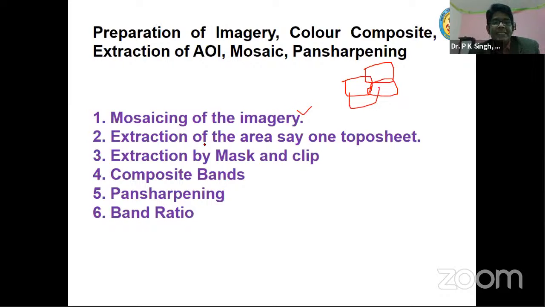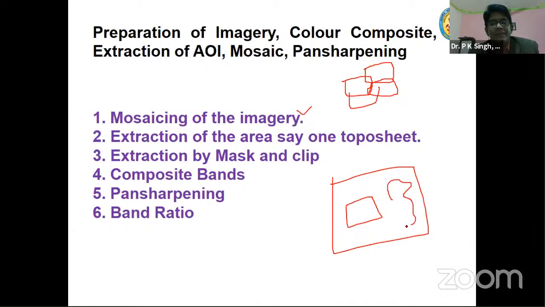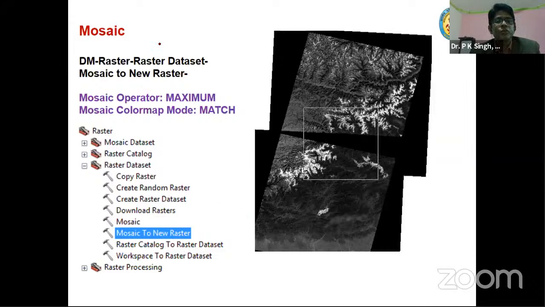Mosaicing of imagery, extraction of an area, say one topo-sheet. Suppose the whole area is a degree sheet you have taken, and you are interested in a particular area. You can do some clipping. If you are interested in taking the information on the basis of your district level, you can extract that part also. Then composite: how to make composite bands, what is pan sharpening, what are band ratios, those things I'll be dealing with. This is simply mosaicing.